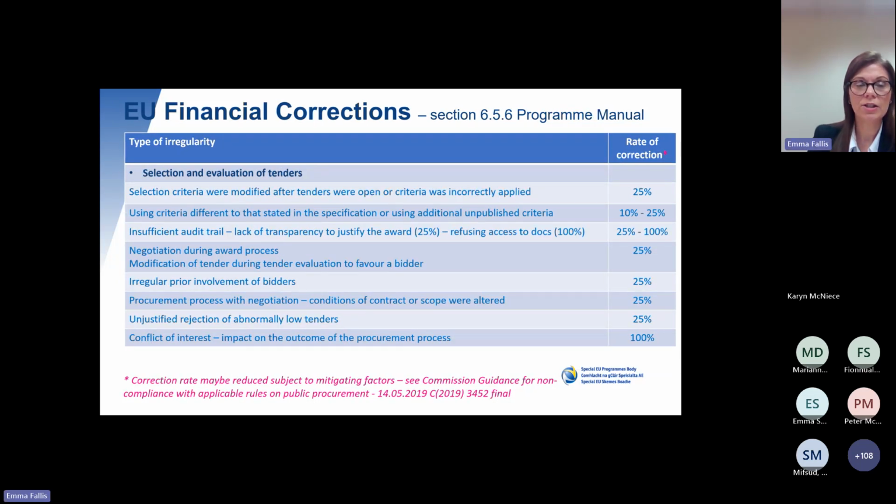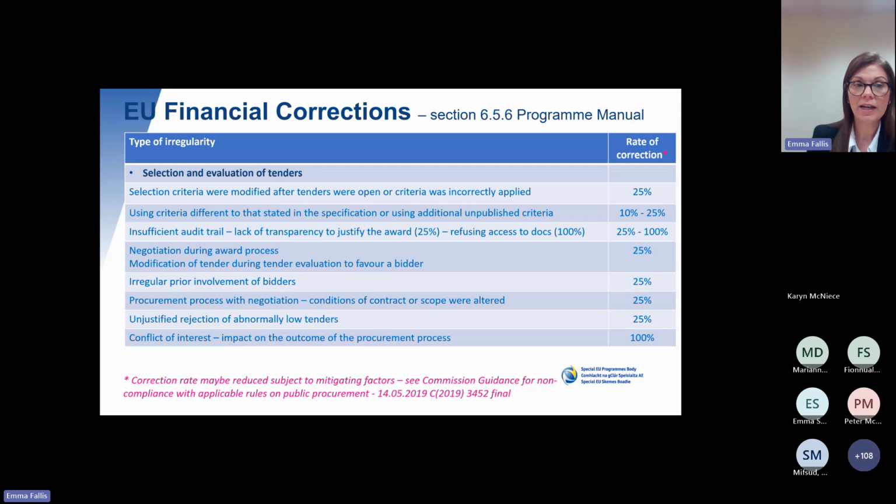There are also penalties in relation to the selection and evaluation of tenders. If the selection criteria were modified after the tender was opened, or the criteria were incorrectly applied, a 25% penalty. Using criteria different to that stated in the specification, or using additional unpublished criteria, is a penalty between 10 and 25%. Insufficient audit trail, lack of transparency to justify the award: if there's lack of transparency and justification, it can be 25%, or if there's refusal to give access to the documentation, it can result in a 100% penalty.